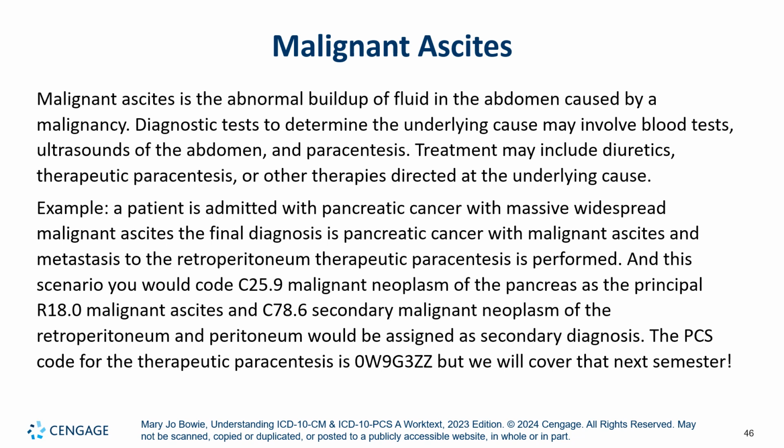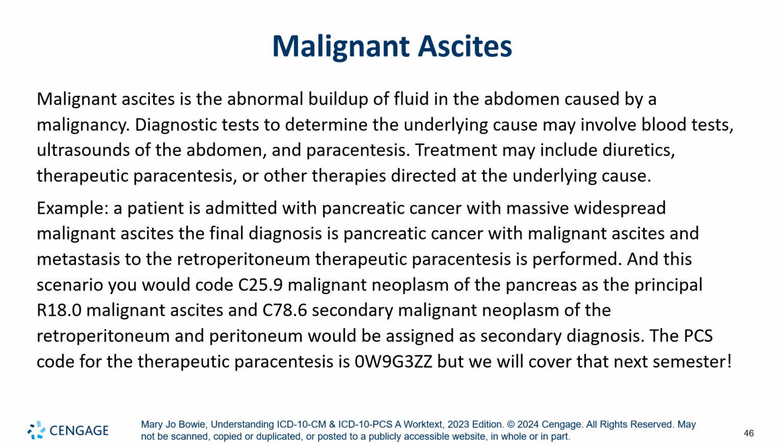Malignant ascites. This is an abnormal buildup of fluid in the abdomen caused by the malignancy. Diagnostic tests to determine the underlying cause may involve blood tests, ultrasounds of the abdomen, and paracentesis. Treatment may include diuretics, therapeutic paracentesis, and other therapies directed at the underlying cause. An example here would be a patient admitted with pancreatic cancer with massive, widespread malignant ascites. The final diagnosis is pancreatic cancer with malignant ascites and metastasis to the retroperitoneum.